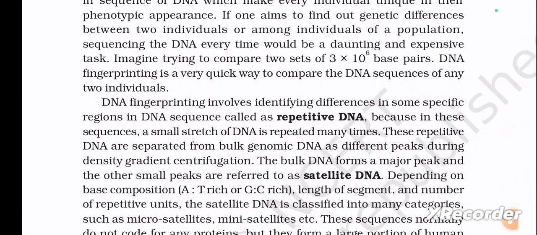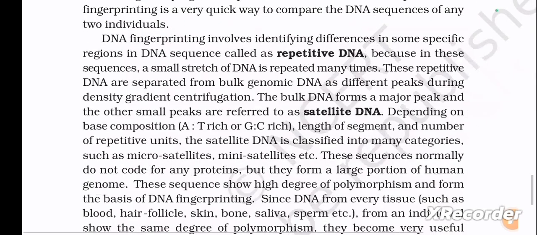DNA fingerprinting involves identifying differences in some specific regions in DNA sequence called repetitive DNA, because in these sequences a small stretch of DNA is repeated many times. These repetitive DNA are separated from bulk genomic DNA as different peaks during density gradient centrifugation. The bulk DNA forms a major peak and the other small peaks are referred to as satellite DNA.